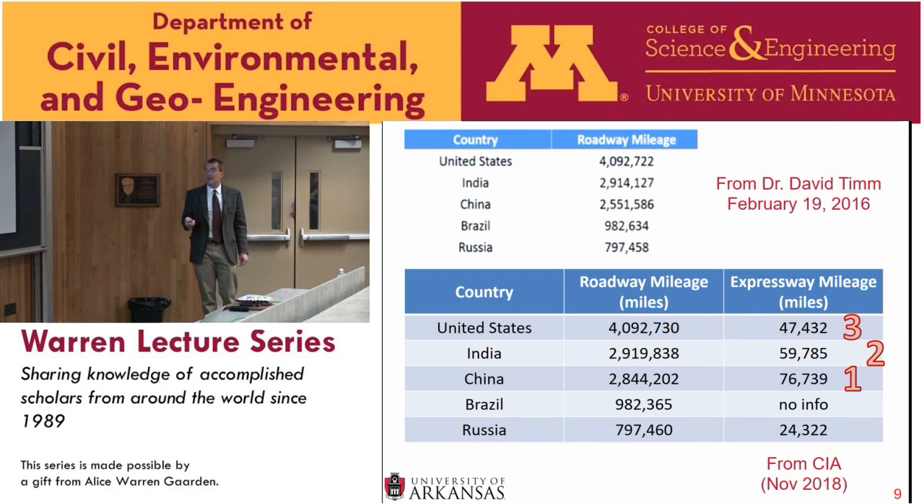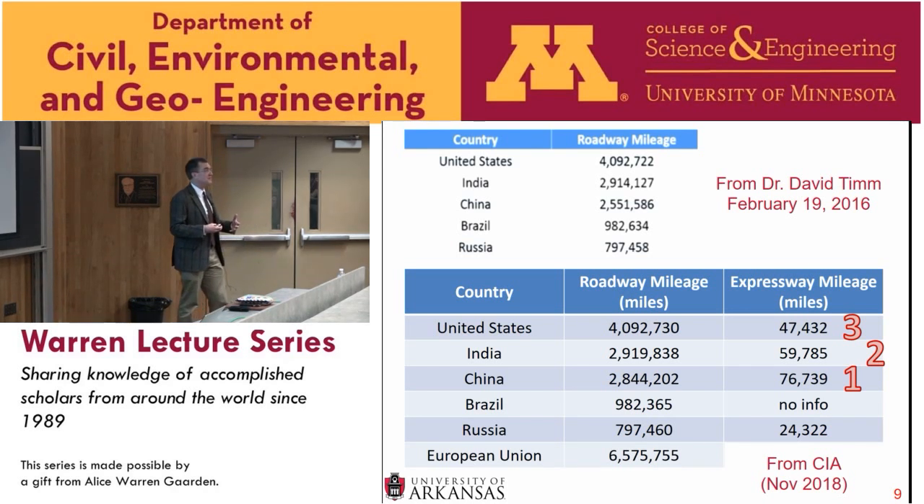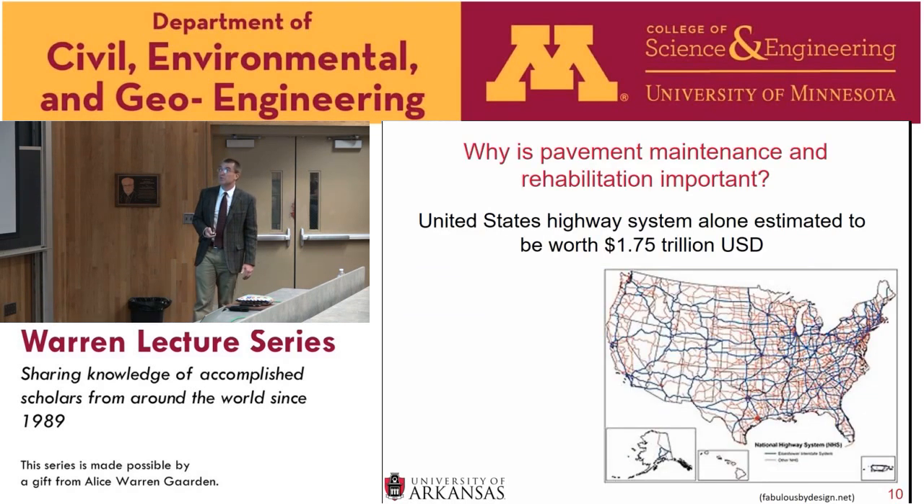And I felt I'd be remiss if I didn't include the EU. I know the EU is not a country, but it's often considered a collection of countries and somewhat of a homogeneous block. And you can see here the EU has over 6.5 million miles of roads. So this is an update on where our roads are, and this gives you an idea of the scope of the number of roads we have. And a large amount of these are not in good condition. And this is where this concept of maintenance and rehabilitation comes into play.